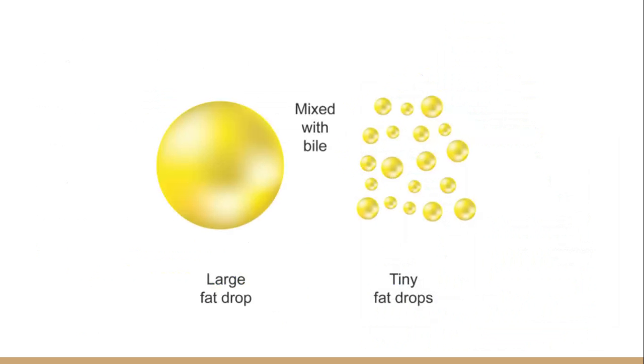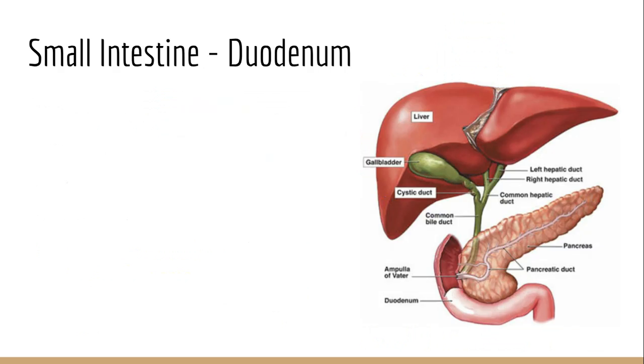Now, this is just an example of showing you what emulsifying a fat would look like. The fat drop looks like that. We add bile to it. Now, all of a sudden, I have all these tinier drops that give me way more surface area to attach enzymes to. That is called emulsification.